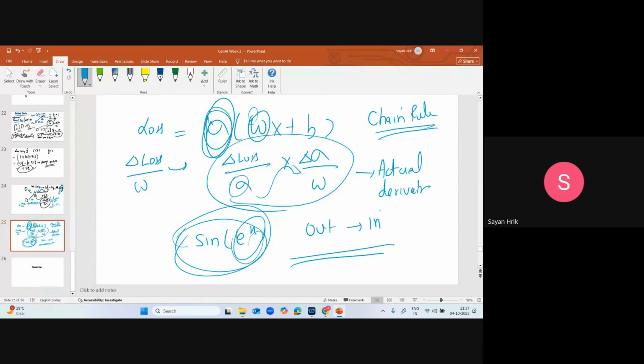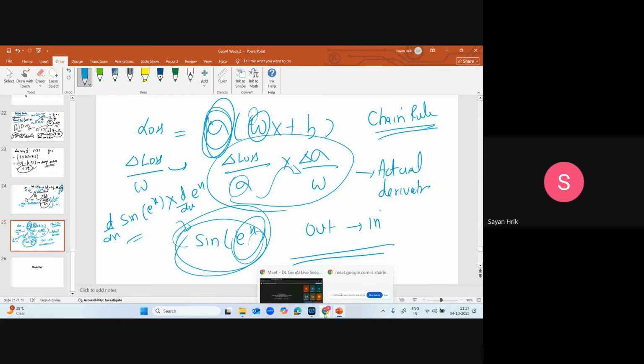I think this function gives you a good idea. First you'll compute it with respect to sine of x. So you will do sine of e of x into the derivative of e of x, and you multiply these two. In the same way, first compute the derivative with respect to the sigmoid, and then you compute the derivative of the sigmoid, or this activation, with respect to the weights. That's the idea. Any question on this?